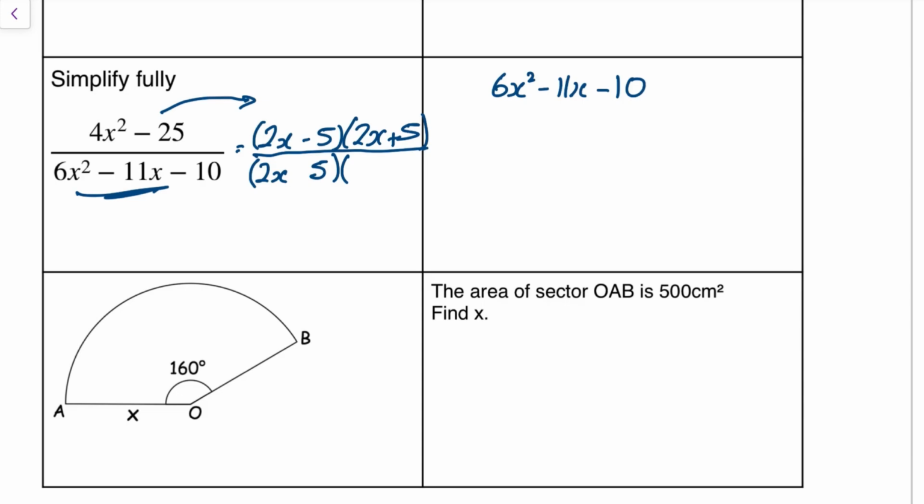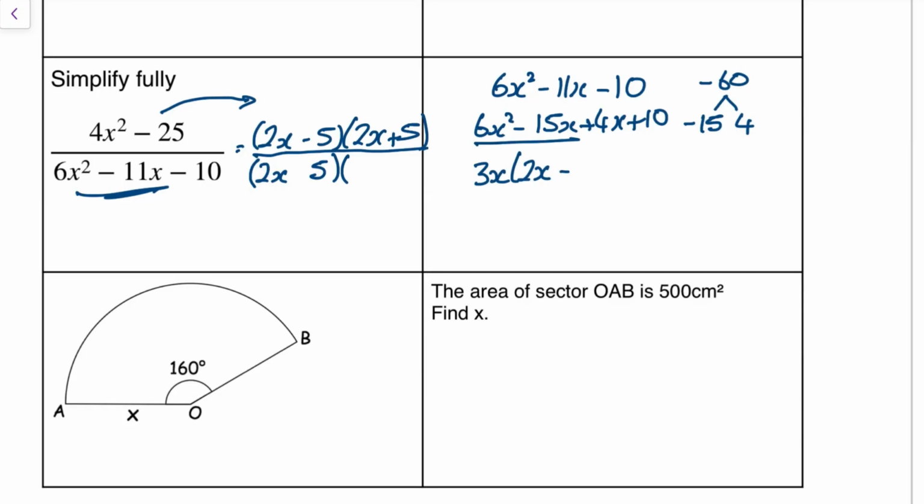So 6 times minus 10 is minus 60. Two numbers that multiply to make minus 60 that add to give me minus 11 are minus 15 and plus 4. So that gives me 6x squared minus 15x, dividing this 11x into 2, plus 4x plus 10. Factorize this bit here, so that's going to give me 3x, 2x minus, what am I doing, divided by 3, so it's 5, plus 2, lots of 2x plus 5. Now, that's interesting. Why have I got a minus? Oh, because I didn't copy it down.